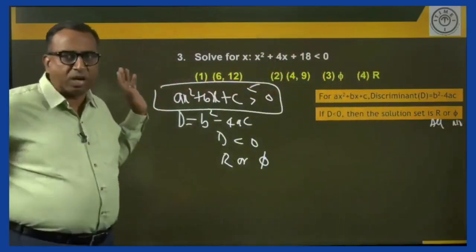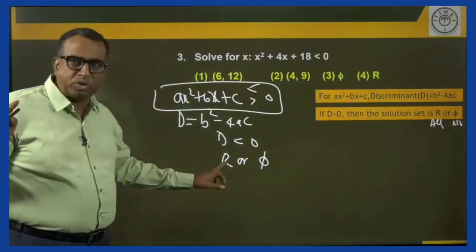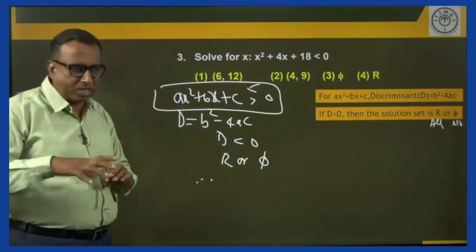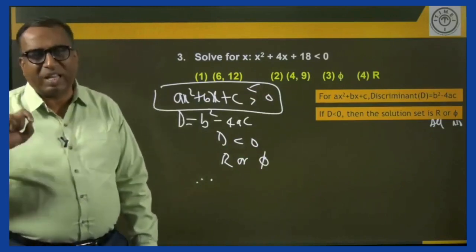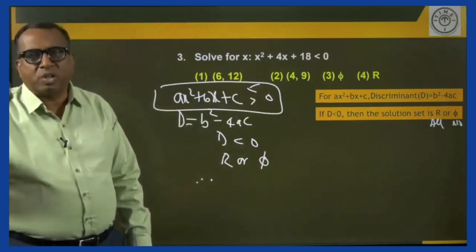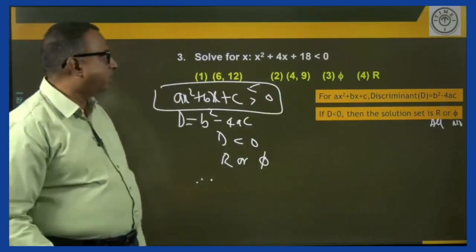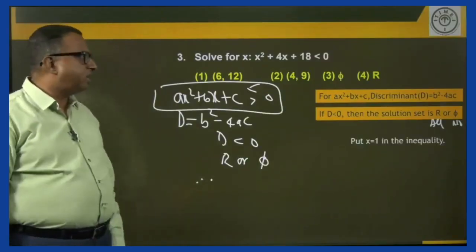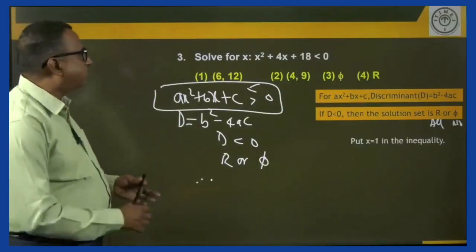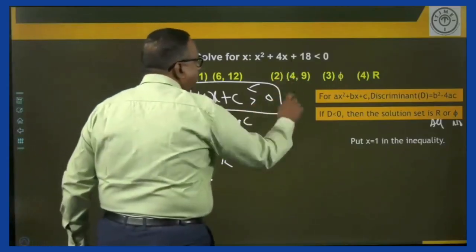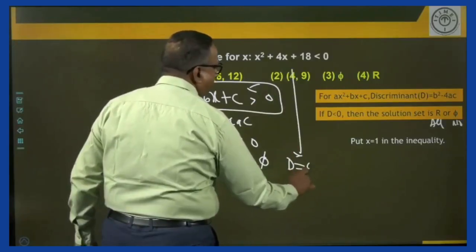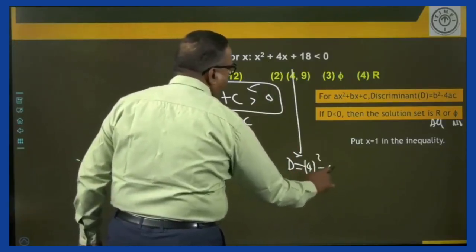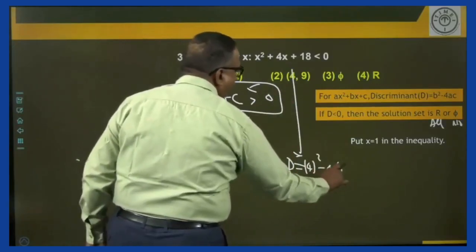Either everything works or nothing works. Please write down that: if discriminant is less than 0, either all real numbers will be solutions or no real number will be a solution. Now, in this case, you can very clearly see the discriminant. What is the discriminant in this case? b square, అంటే 4 square minus 4 into 1 into 18.